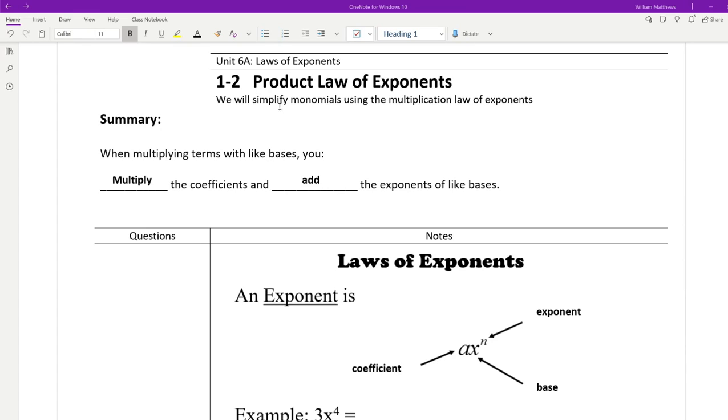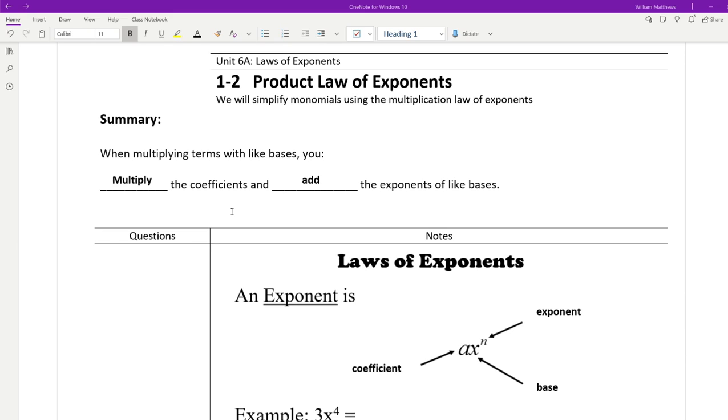Today we will go over the product law of exponents. We will simplify a monomial using the multiplication law of exponents. So as you can see right here, by the definition of monomial, meaning one term, we're only going to be dealing with one term and a bunch of different ways that it can look and how we can simplify that to the easiest form to deal with.